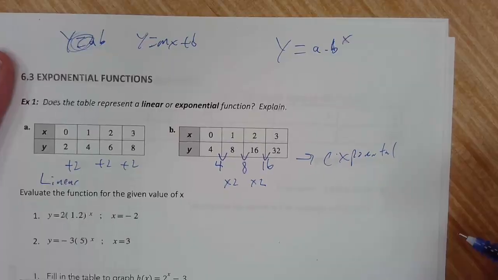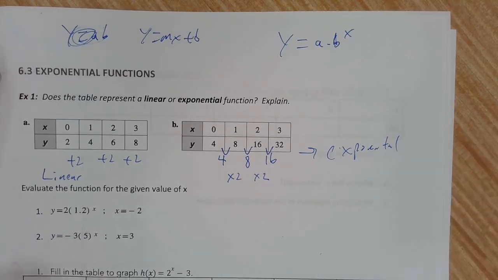What if it's dividing? That's also exponential. So division or multiplication is exponential. Addition or subtraction is linear. Did you guys get that? Yeah. Addition and subtraction is linear. Multiplication, division is exponential. Yes, Isaac?